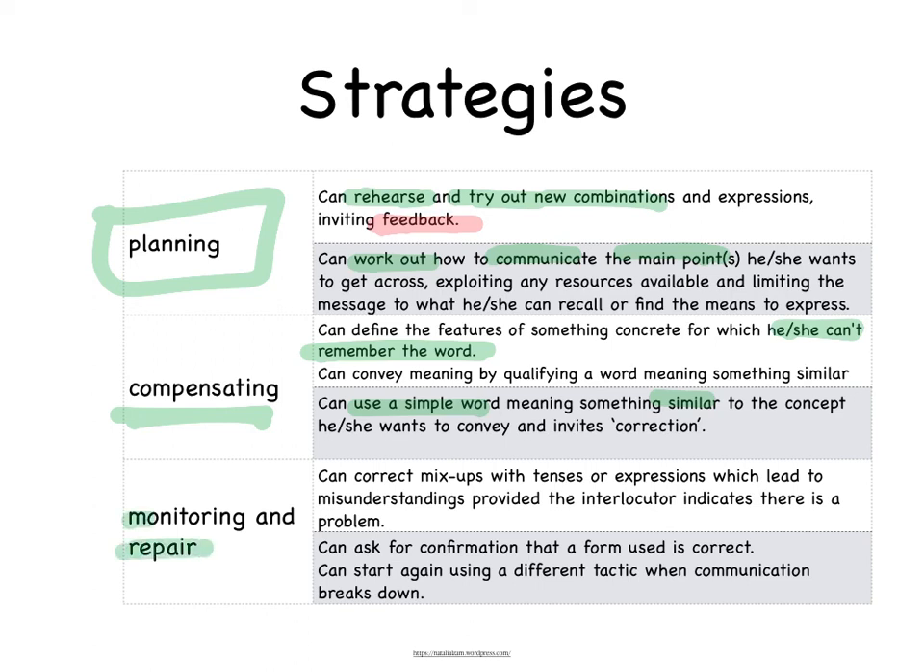And then we discussed it last week as well, repairing. Can correct mix-ups with tenses or expressions. Sometimes when students submit writing tasks, you say, come on, have a look at this. I'm not telling you. Come on, have a look yourself. How would you change it? What needs to be changed? Can ask for confirmation, or can use a different tactic when communication breaks down. If they're planning and they notice, no, I don't know how to continue, start again. So be able to do all this.